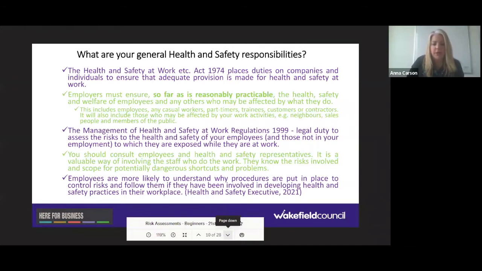So we're just going to look at some of the laws when it comes to risk assessments. It's useful to understand where the requirements are for the things that you have to do. The main health and safety responsibilities we're looking at today are under the Health and Safety at Work Act 1974. This places duties on companies and individuals to ensure adequate provision for health and safety at work. Employers must ensure, so far as reasonably practicable, the health, safety and welfare of employees and any others that may be affected by what they do.